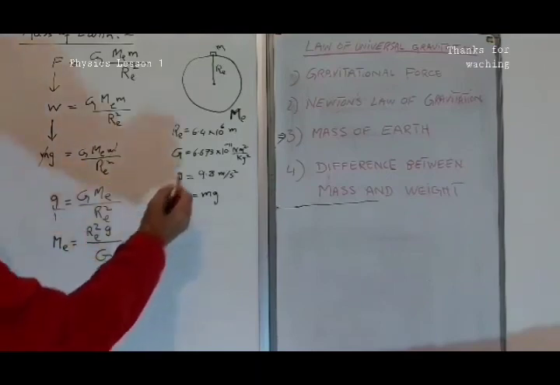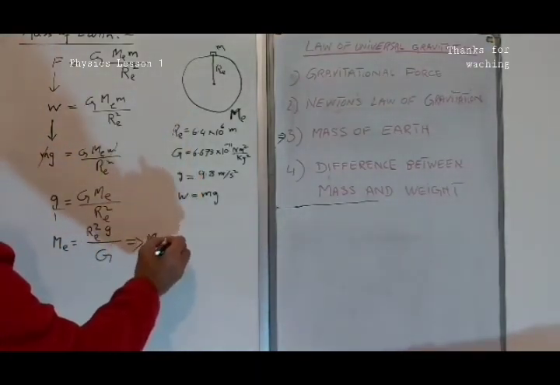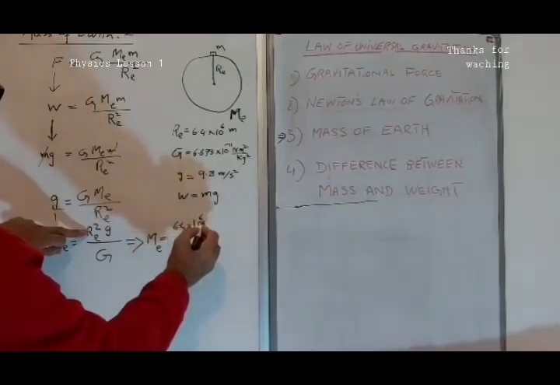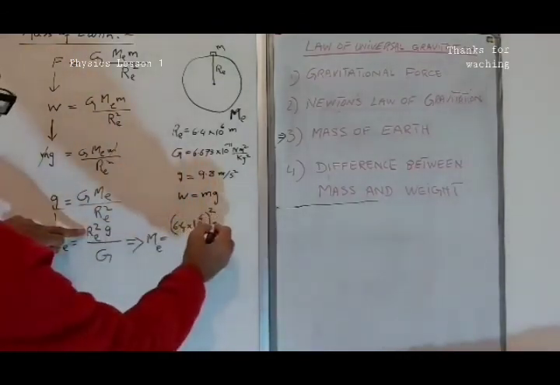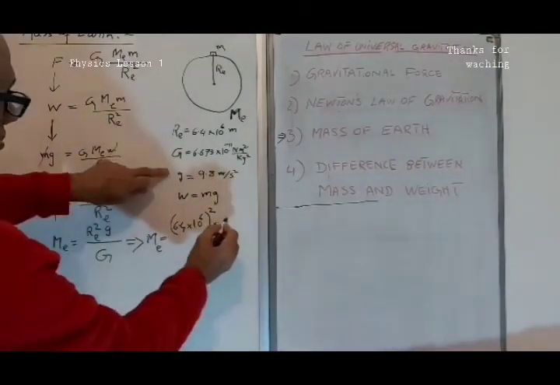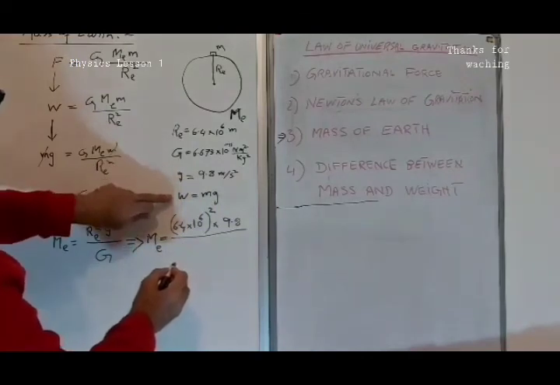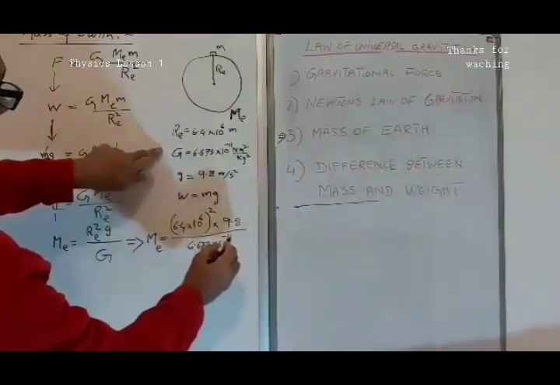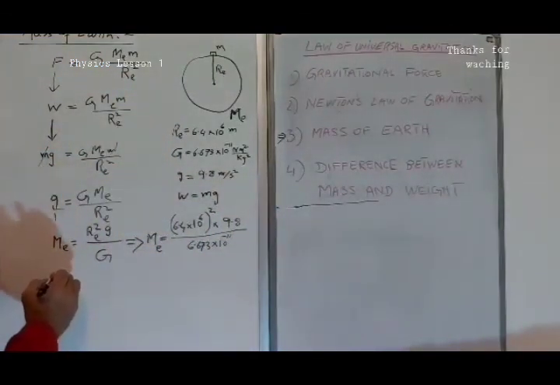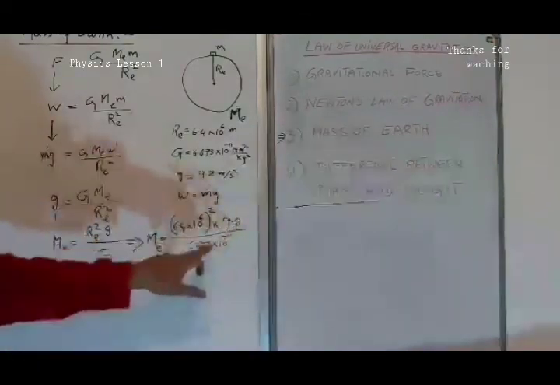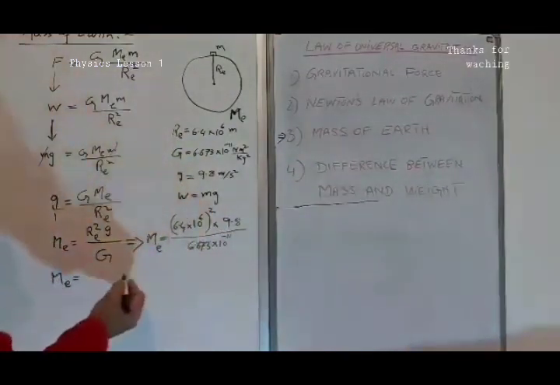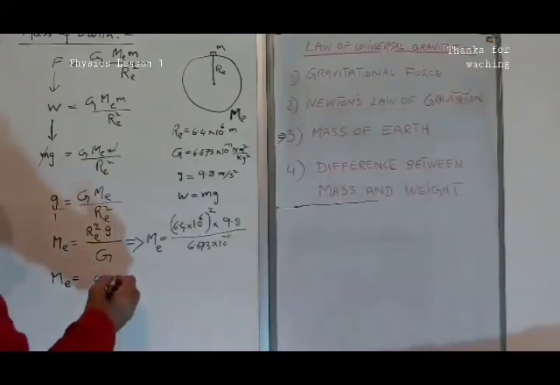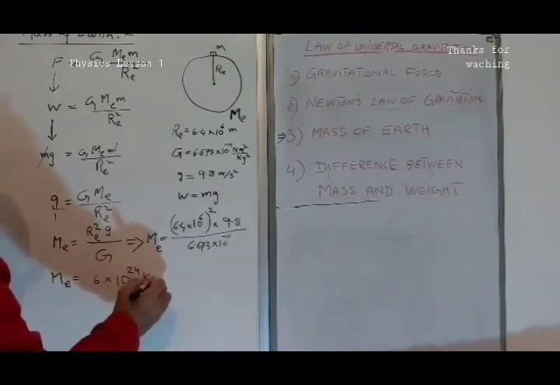By replacing the given values, ME is equal to RE square, which means 6.4 multiplied by 10 raised to the power 6, whole square, multiplied by g, g is 9.8, divided by capital G, capital G is 6.673 into 10 raised to the power minus 11. So ME is equal to, you can calculate them and work it out on a separate sheet. We will get the mass of Earth as 6 multiplied by 10 raised to the power 24 kg.